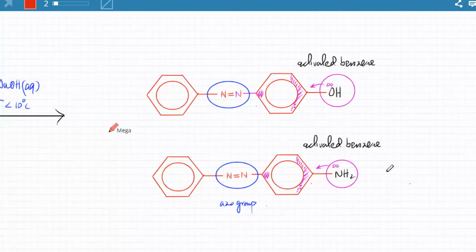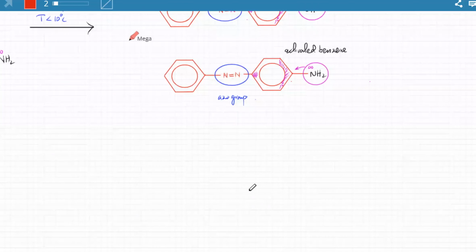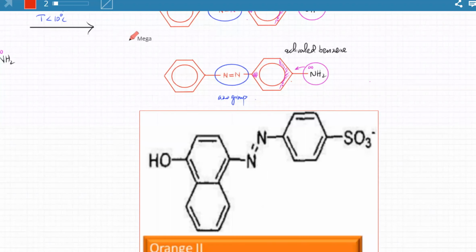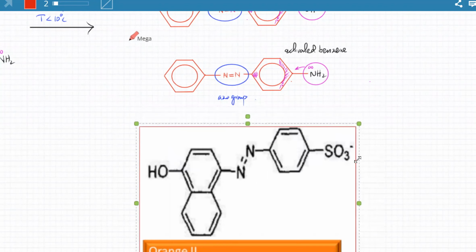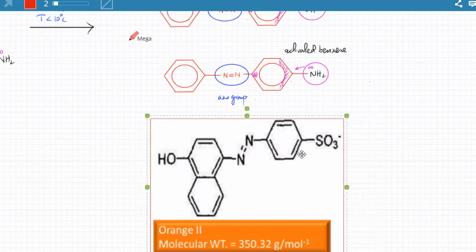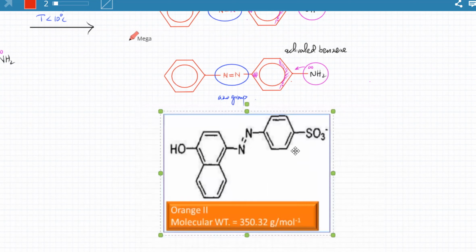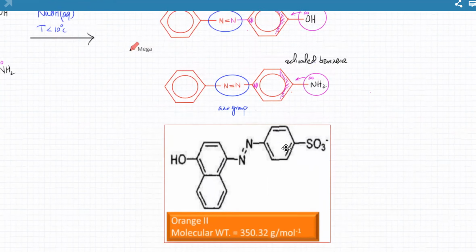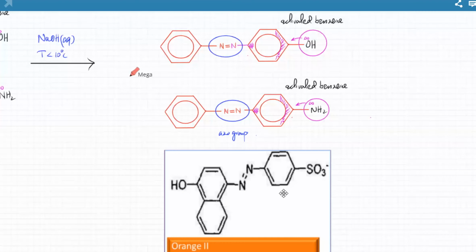If I paste this over here, you'll notice that the basic structure is kind of the same. It's the other way around, but the basic structure is kind of the same. If you look carefully, there's an N double bond N between two benzene structures. One of them is activated, it has an OH. The other one is a normal benzene, but one of them has to be activated. So the basic structure is present in this dye.